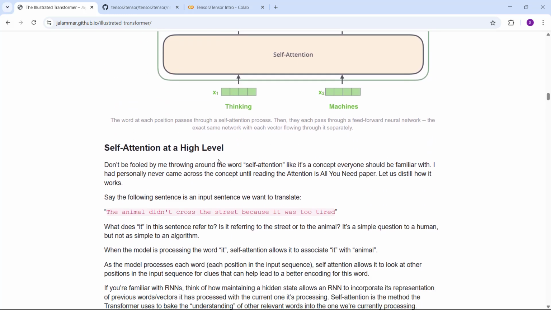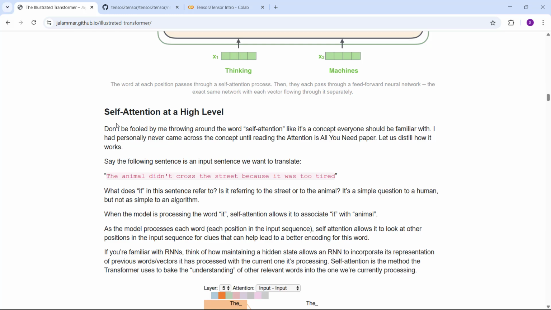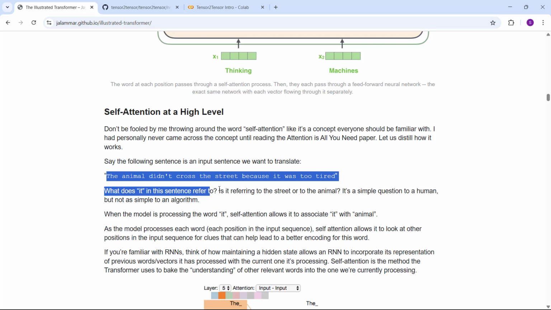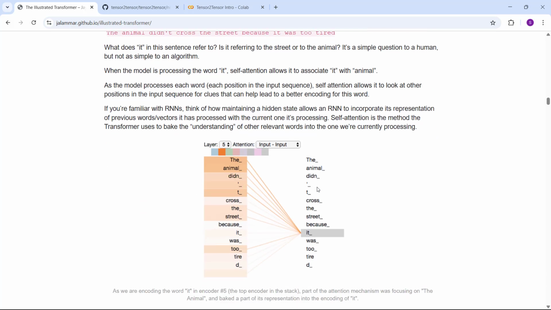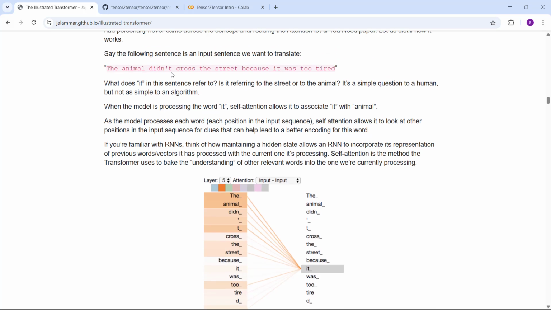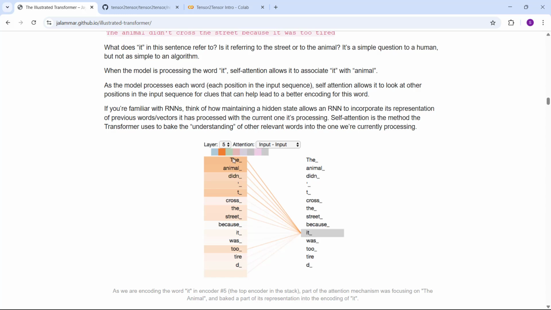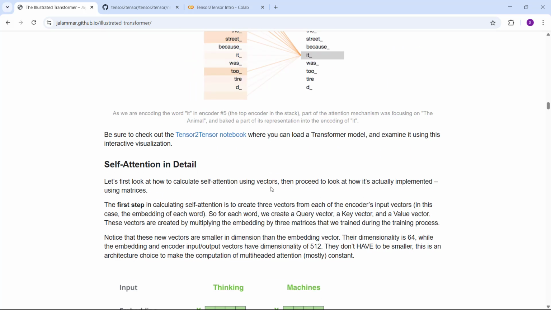If you notice self attention at a high level, the objective of self attention is which word is closely related to which other word in the input sequence. If you see the sequence here, the animal didn't cross the street because it was too tired. So it is trying to understand the relationship of each word with respect to each other word. That is the objective of self attention.